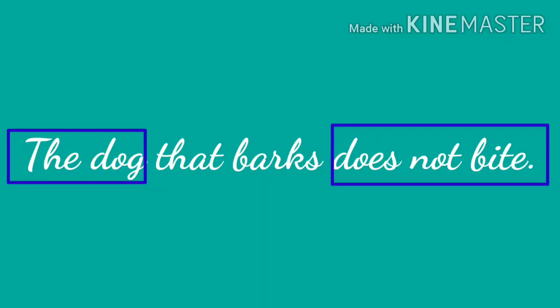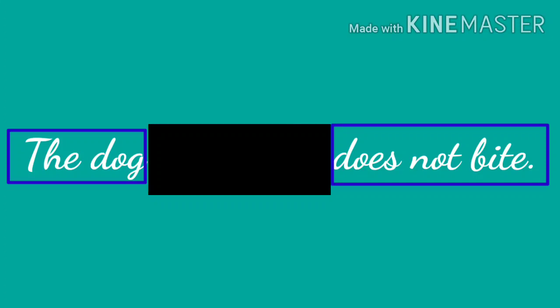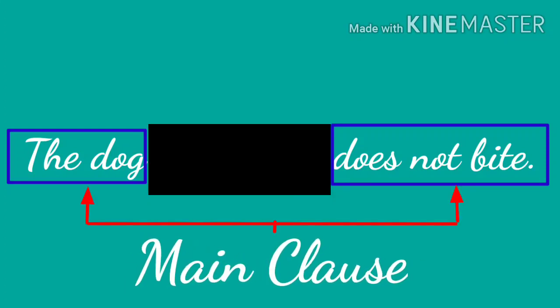We can separate it as one clause, and the other clause we have is that barks. All right. So the dog does not bite. As a clause, can it stand on its own? Yes, it is independent. So this we can take as the main clause of the sentence.